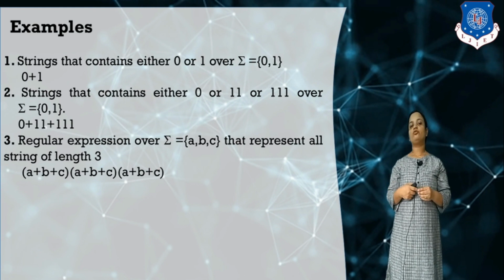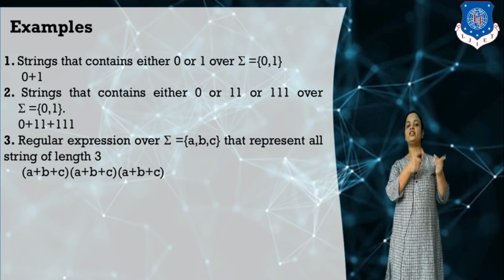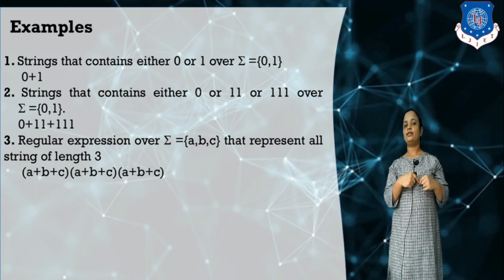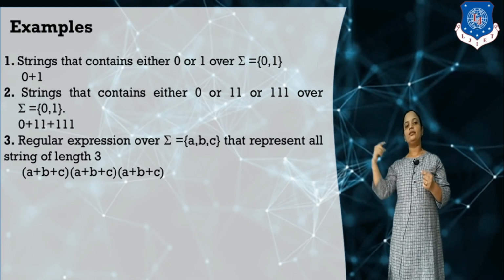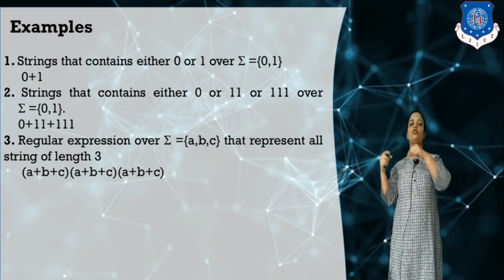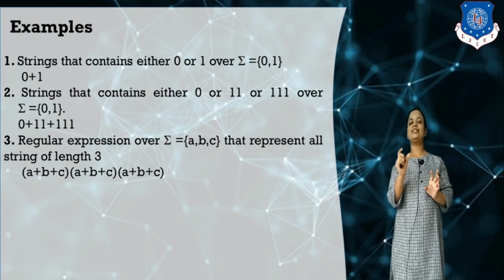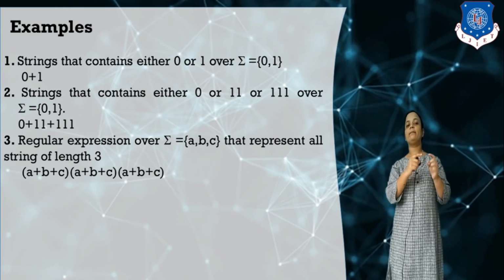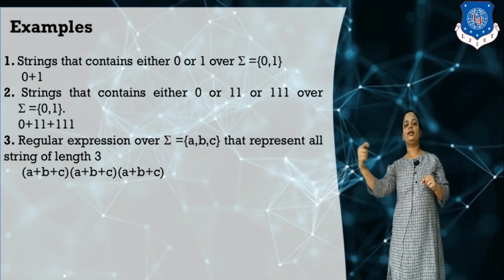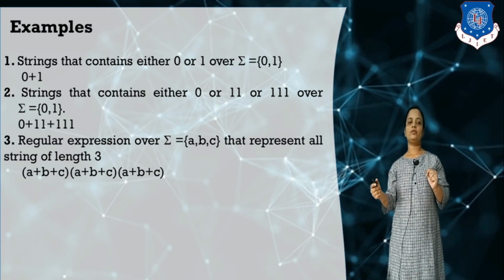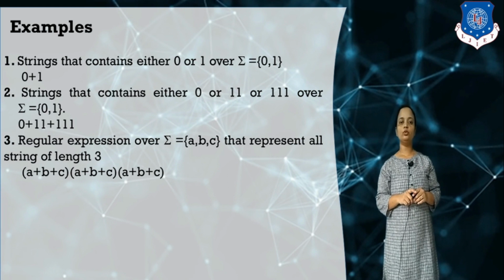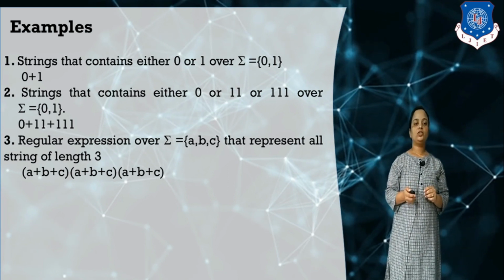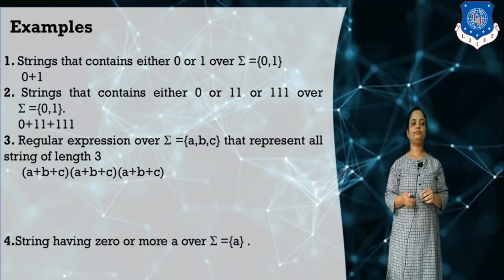Suppose I want to generate the string triple A. So in the first term, pick up the A. In the second term, pick up the A, and in the third term, pick up the A. A dot A dot A. It means the string triple A. Like BAA: first term B, second term A, third term A. BAA, likewise. So I hope it is clear to you. Now move on to the next.